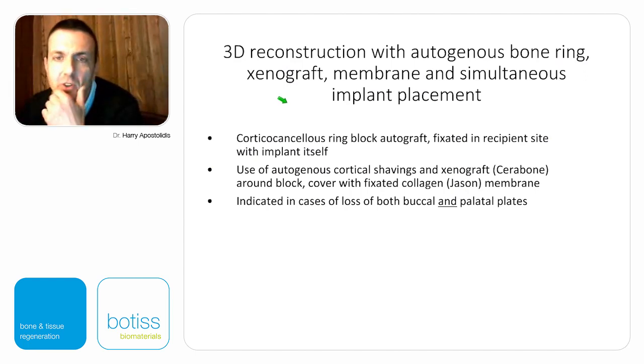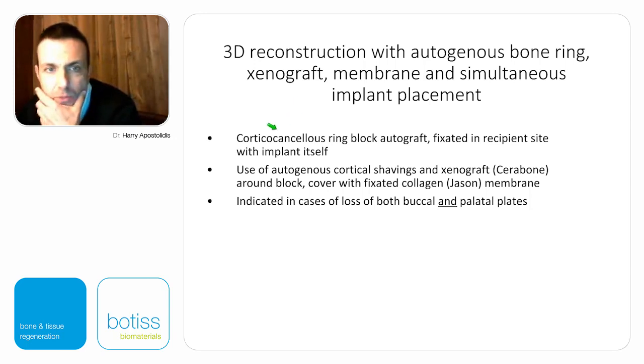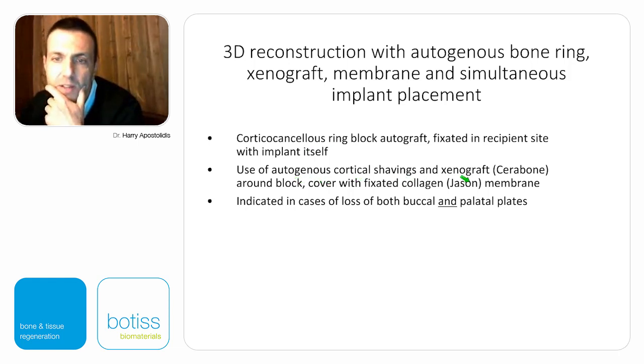It's a 3D reconstruction with autogenous bone ring with simultaneous placement of the implant and using xenograft around the whole area to prevent resorption. It's a bone ring technique as described by Dr. Giesenhagen. So we use a corticocancellous ring block autograft. I prefer the autograft and not the allograft, as I told you. I'm all for autografts fixated in the recipient side with the implant itself. And we use autogenous cortical shavings and xenograft Cerabon around the whole bone ring and implant, and we cover everything with a fixated Jason membrane.